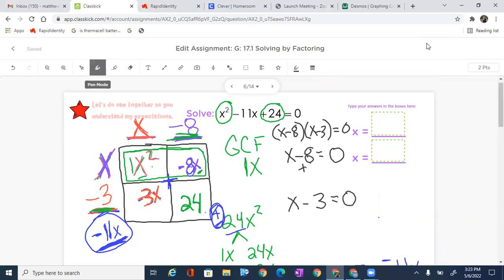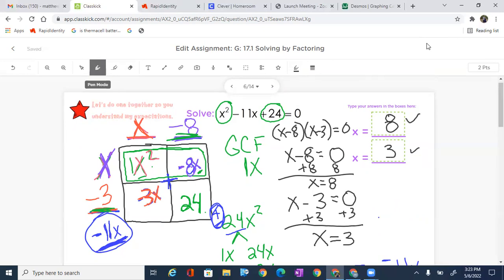So how do we do that? I'm going to add 8 over. And that gives me x equals positive 8. So one of our answers must be positive 8. And then we get rid of that minus 3. I'm going to add that 3 over. And that'll tell us that x equals positive 3. So our solutions should be 8 and 3.